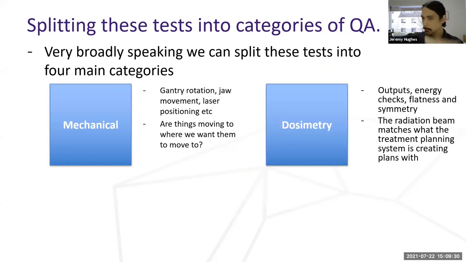The second broad category of tests is your dosimetry. That's characterizing your beam model, so that is your output of the machine. When you tell it to deliver, for example, 1 gray of dose, it actually is delivering 1 gray of dose and not 1.5 gray of dose. It's also checking the flatness and the symmetry of the beam, so your beam profile. Those are what I use to characterize the beam for your treatment planning system.